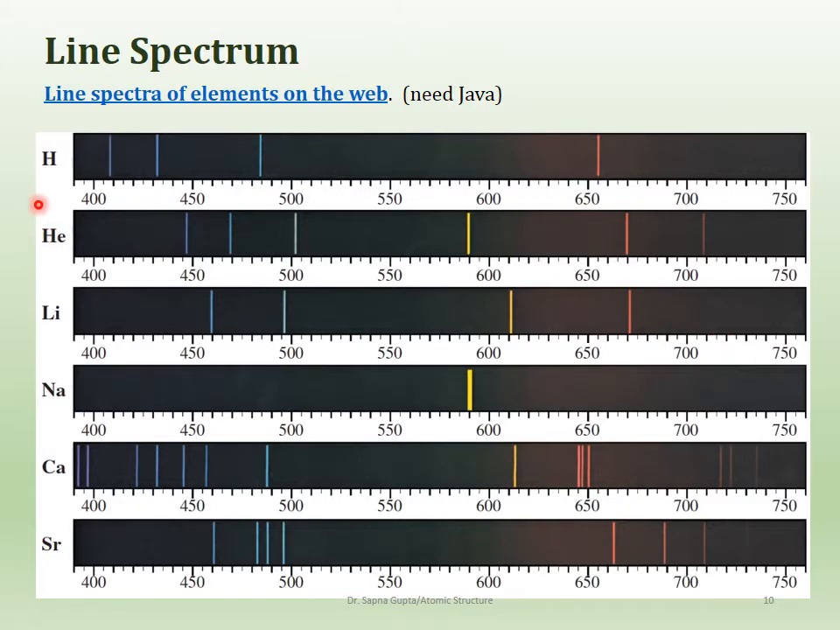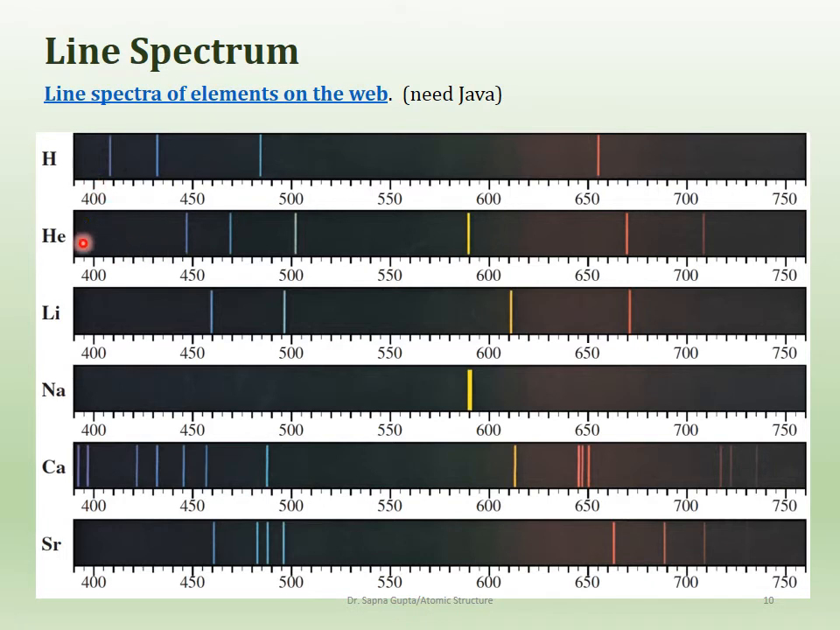So for the first few elements: hydrogen, helium, lithium, sodium, calcium, strontium. If you look at their spectra, this is the line spectra, which is also called emission spectrum because you're looking at how light is being emitted. There are two kinds: you can have absorption and you can have emission. So this one is emission. Here light is being emitted in the blue region. Here it is getting to the red.